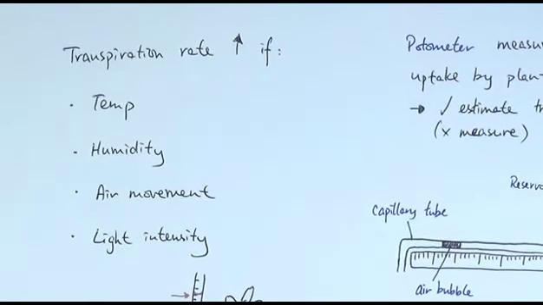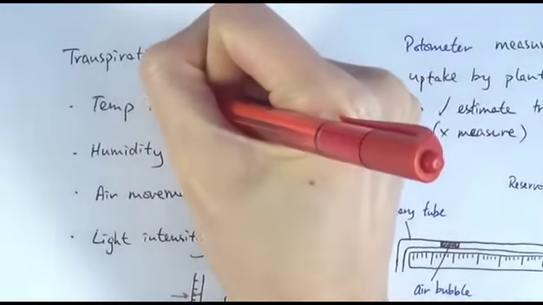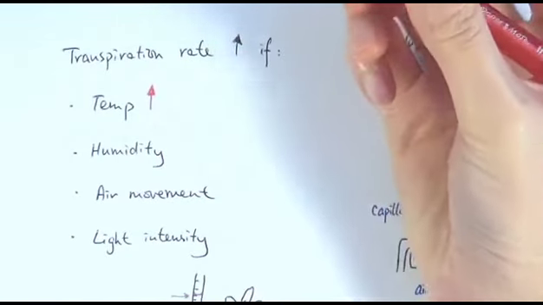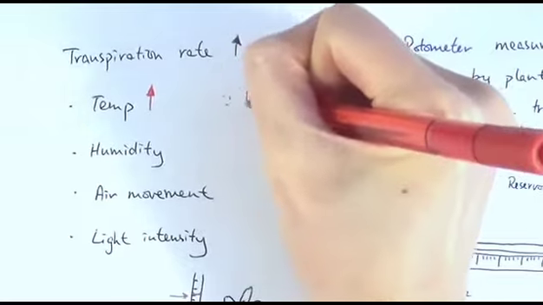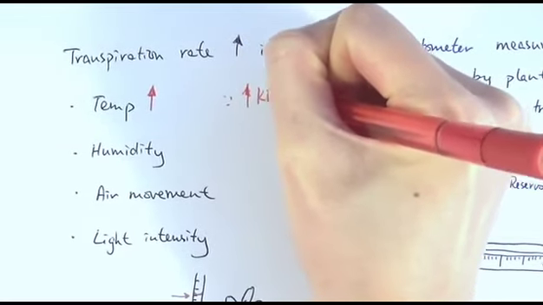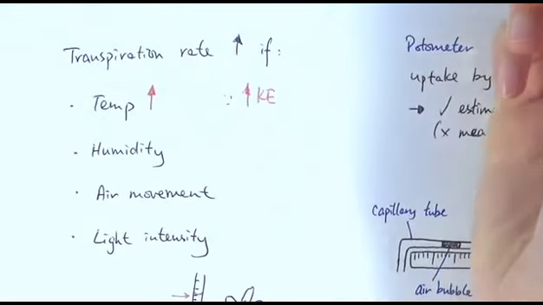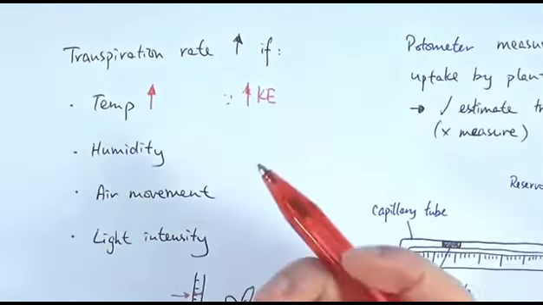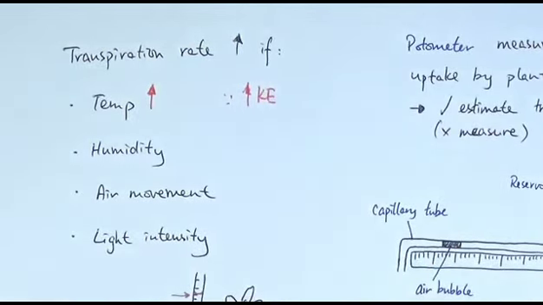Now we'll say if the transpiration rate increases, it's because of one or a combination of these things, right? So if the temperature increases, then the transpiration rate will also increase. And that is because there is an increase in kinetic energy of the water molecules due to the increased thermal energy. Because there's a higher kinetic energy, the water vapor molecules are moving around more, therefore they're more likely to actually move out of the plant through the stomata.